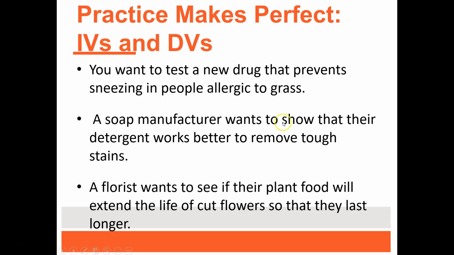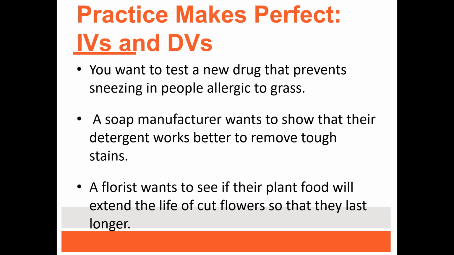A soap manufacturer wants to show that their detergent works better to remove tough stains. Our independent variable would be the type of detergent. And again, we might compare the new detergent to an old detergent like Tide or All or something like that. And the dependent variable would be removal of tough stains. And we have to figure out an operational definition. How are we going to measure stain removal?